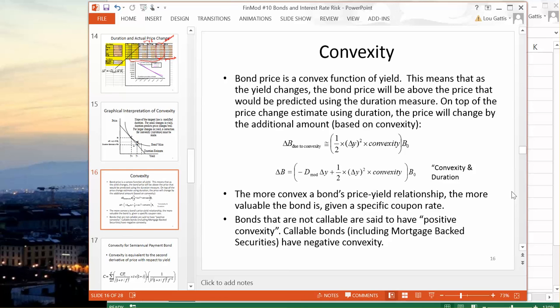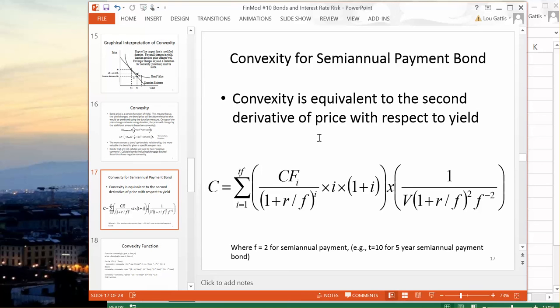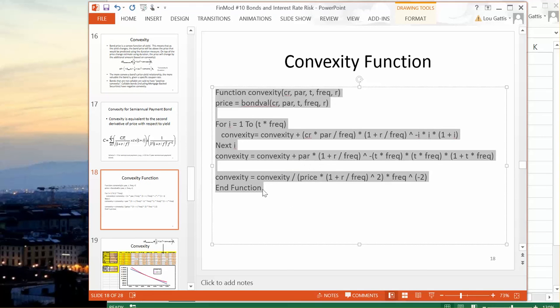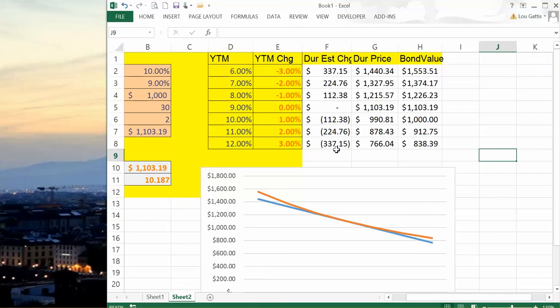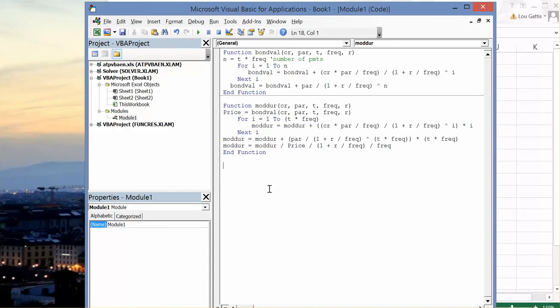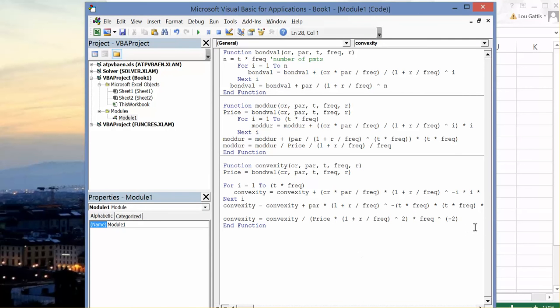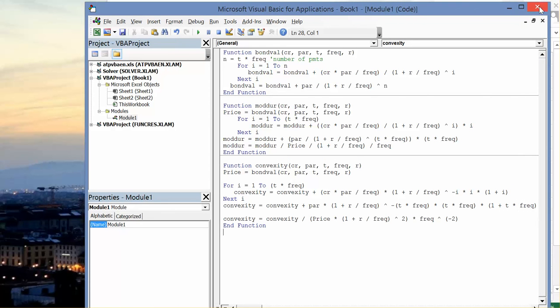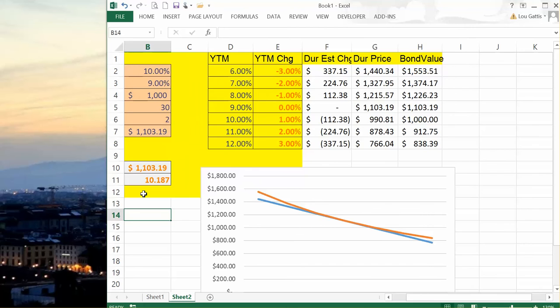All right, so let's go ahead and calculate that convexity. Convexity is equal to this formula. All right, we're not going to prove that, but we're going to go ahead and put that into VBA. Another interpretation of convexity is it's the second derivative of price with respect to yield. So it's telling you how the slope changes, or how duration changes. So I'll go back to VBA, put in my convexity function, and I'll calculate the convexity of this bond.